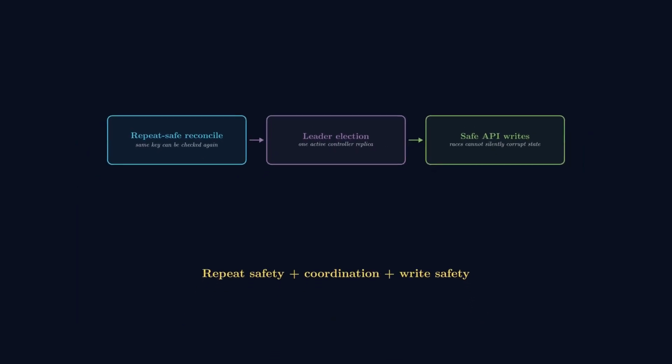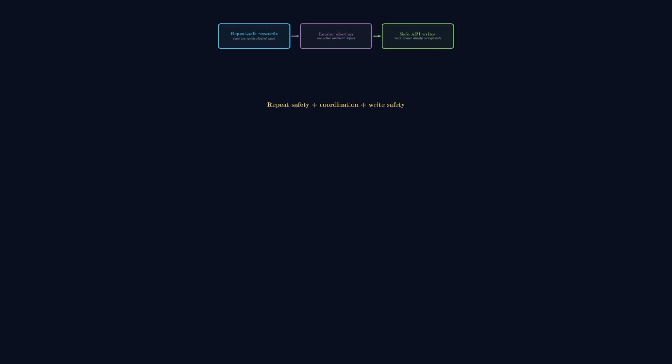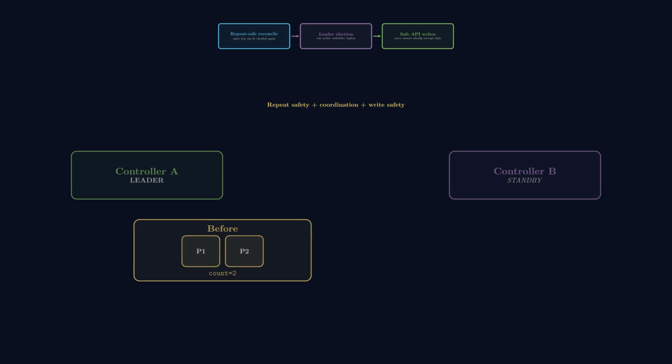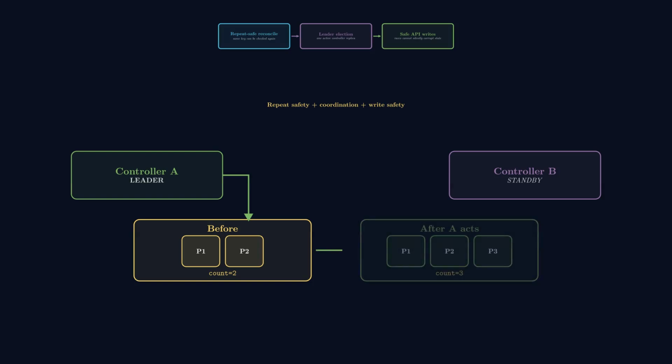Now replay the episode 11 problem with all three protections in place. Both controller replicas start, but leader election chooses controller A. Controller B waits. A reads desired 3 and current 2, creates the one stable missing child, and the cluster reaches 3 pods. There is no second active controller creating another child.